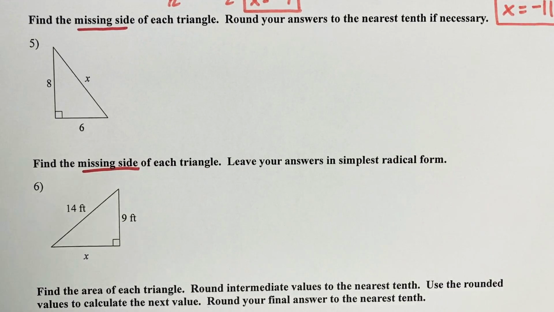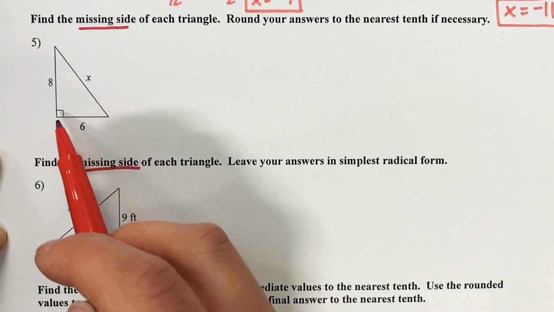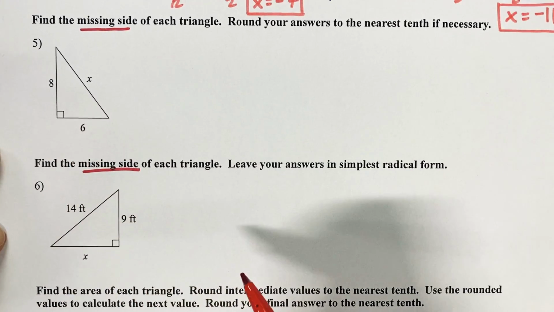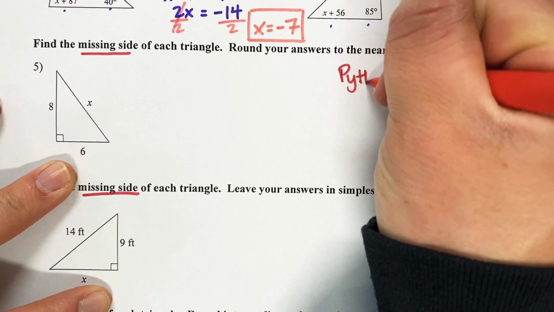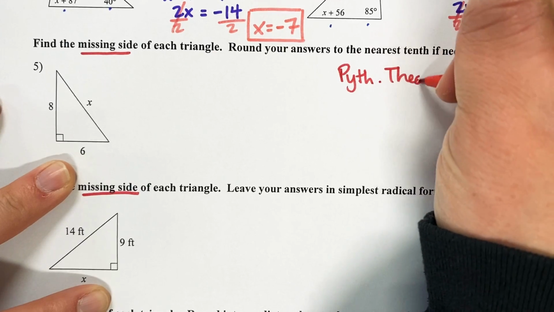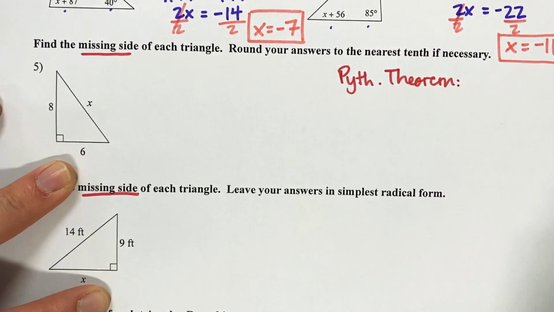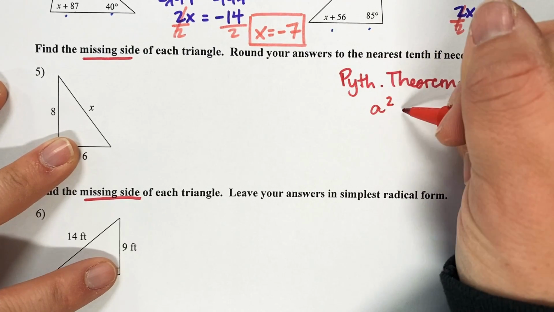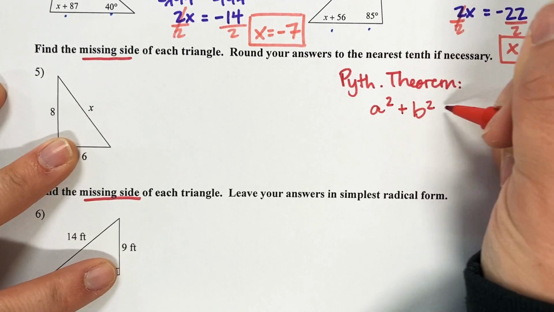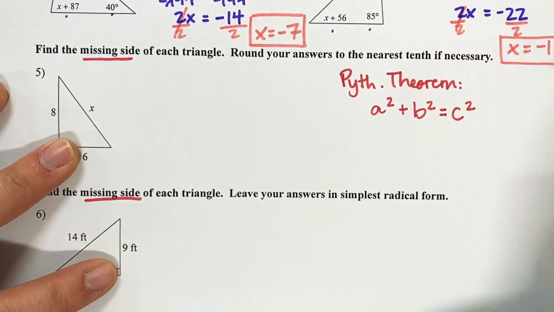Okay, in order to find missing sides of right triangles, okay, we see they both have right angles, we have to use our Pythagorean theorem. So let's go ahead and write that down again. Pythagorean theorem. Okay, well, the Pythagorean theorem is a squared plus b squared equals c squared.